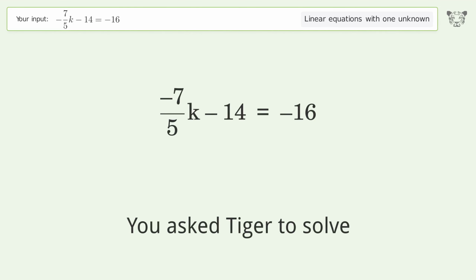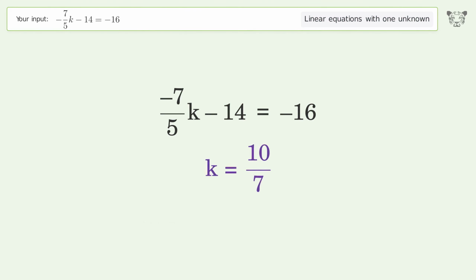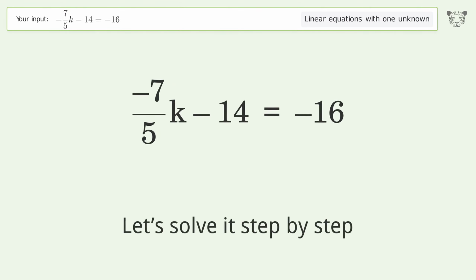You ask Tiger to solve this. This deals with linear equations with one unknown. The final result is k equals 10 over 7. Let's solve it step by step.